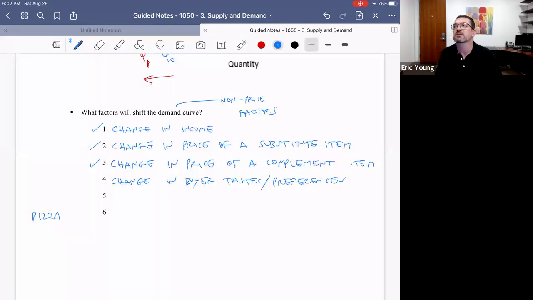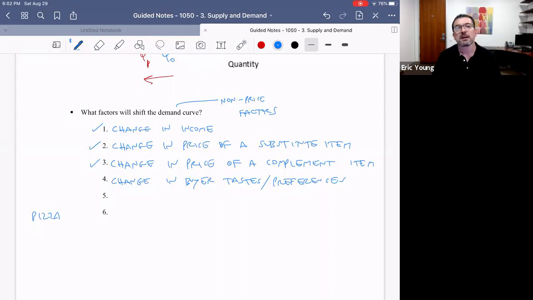Let's say that a study comes out that says that pizza cures COVID. You can bet that people would flock to Domino's, and even though the price of pizza didn't change, taste and preference would have moved people to consume more, increasing demand, shifting the curve to the right, okay?